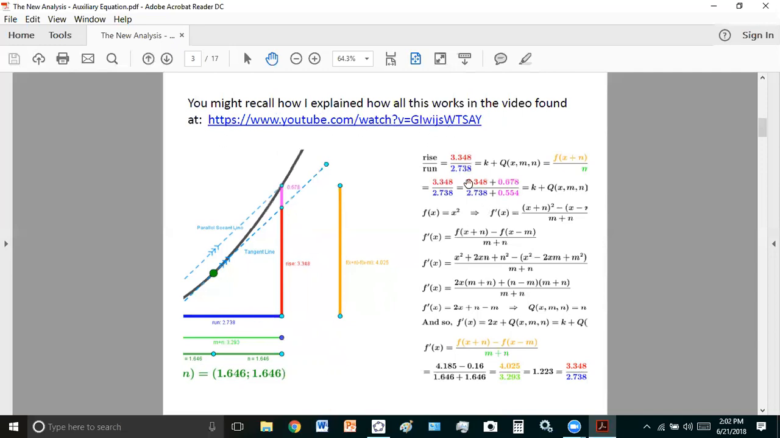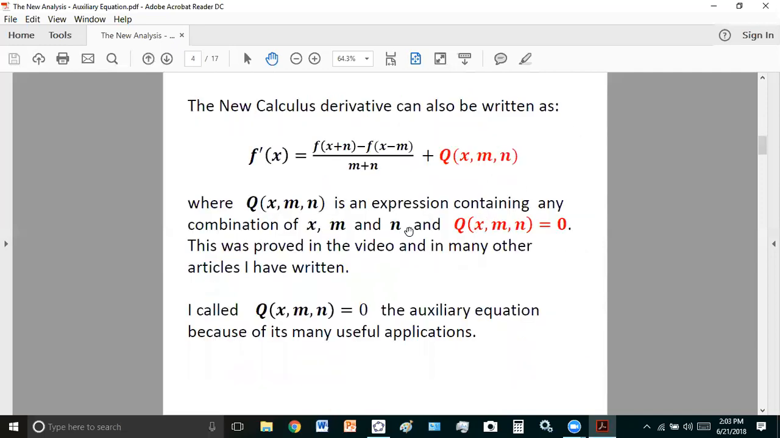And I showed you how this auxiliary equation is derived, and I only called it auxiliary because it has so many uses that it was hard to actually state a more specific name. So auxiliary means a helping or assisting equation, okay? So the New Calculus derivative is written also like that, where this is actually equal to 0. And because of this particular format, we're actually able to find this expression using this equation.